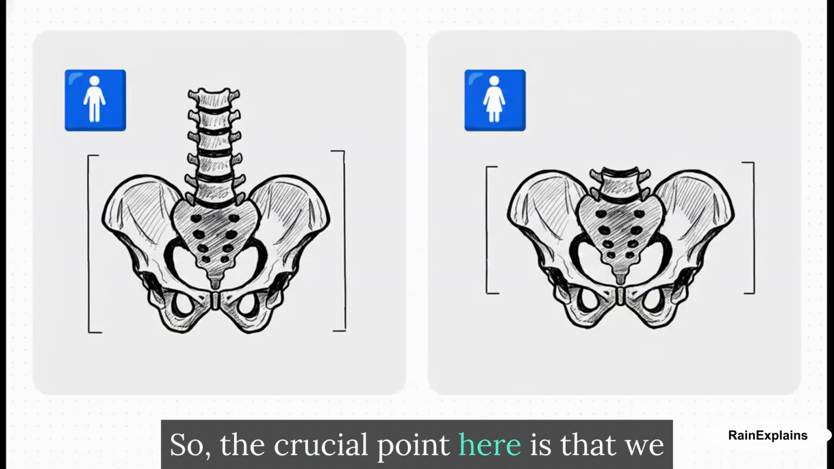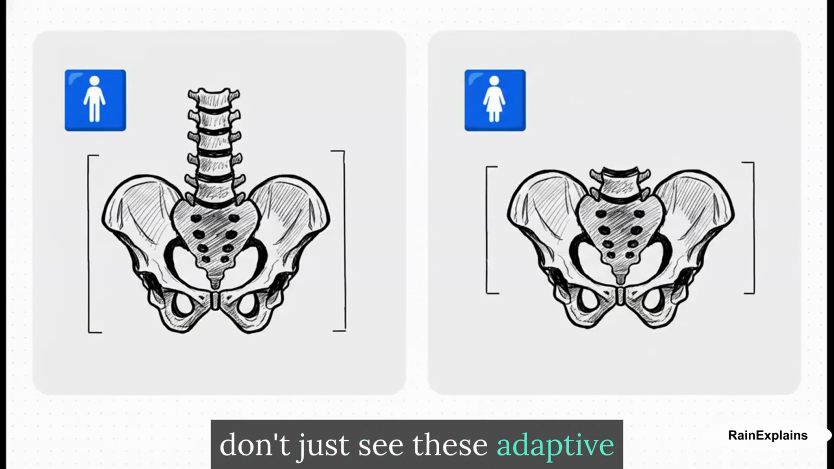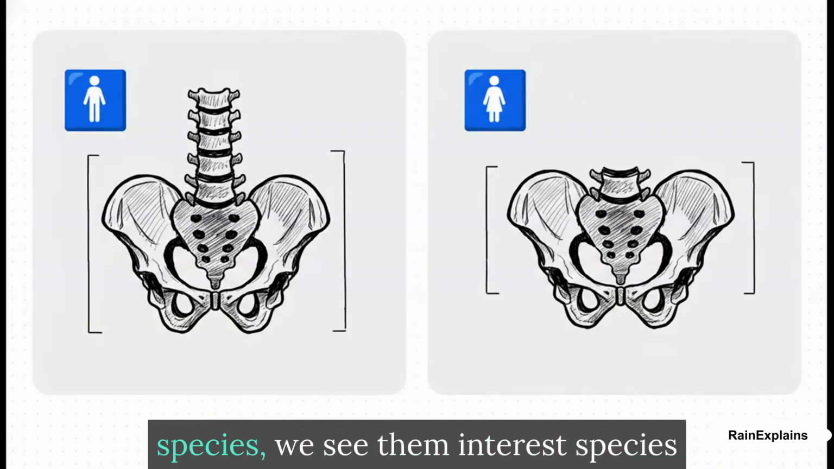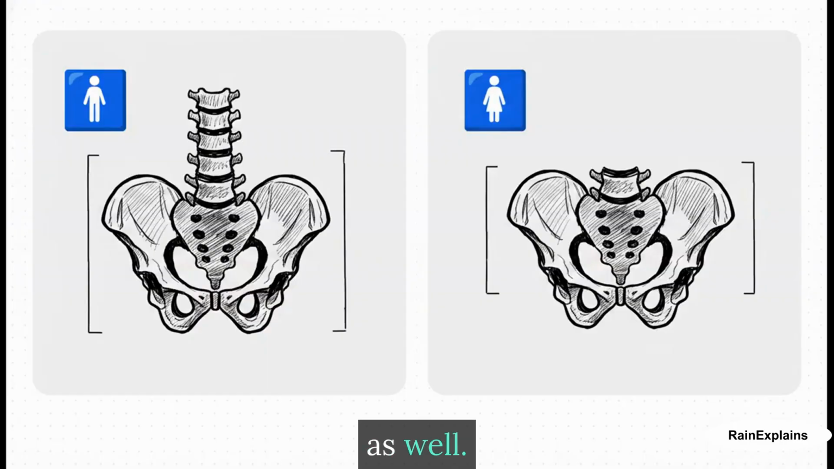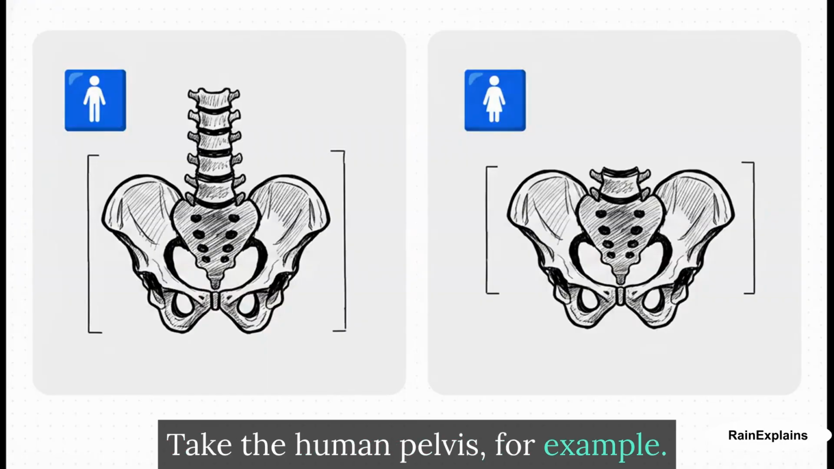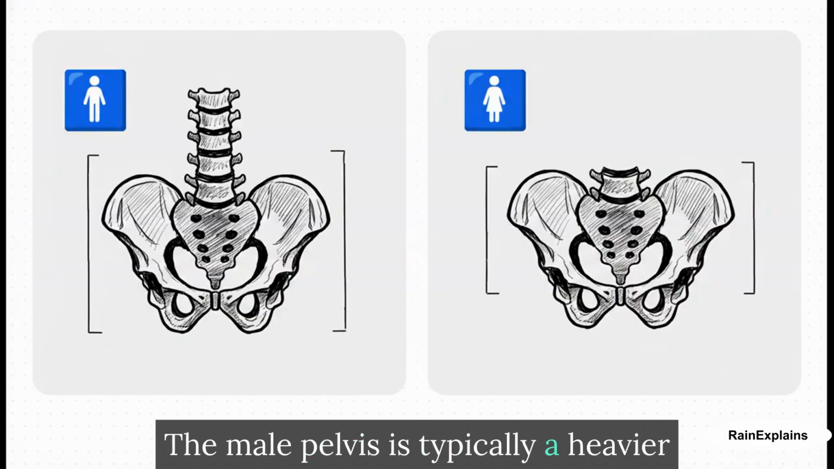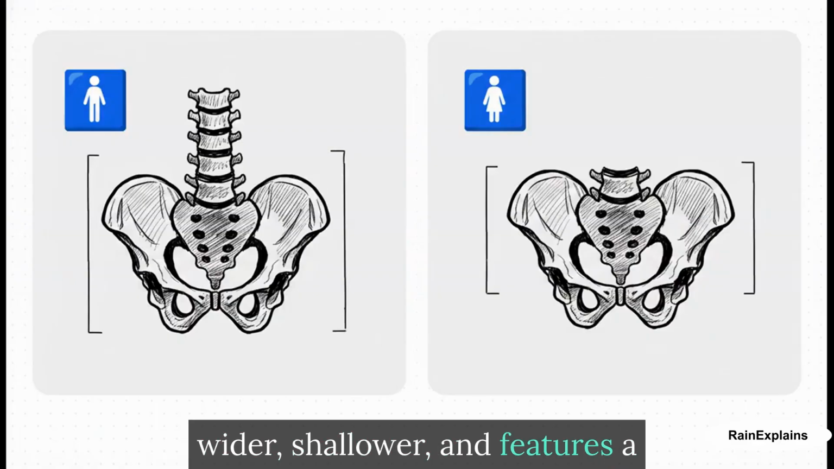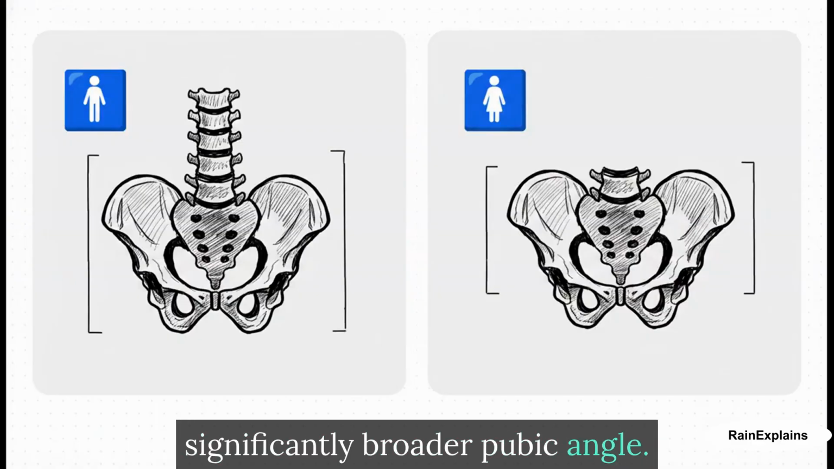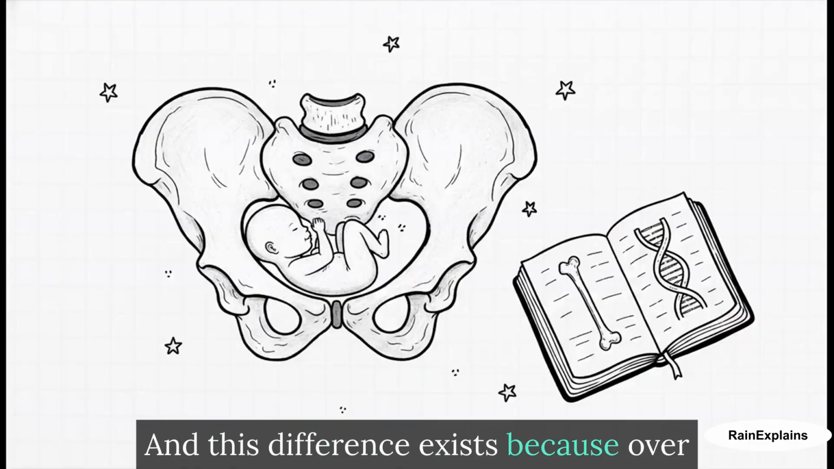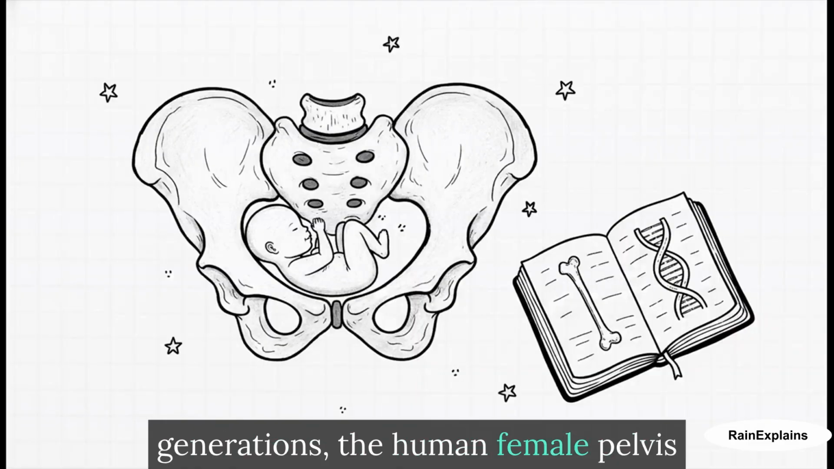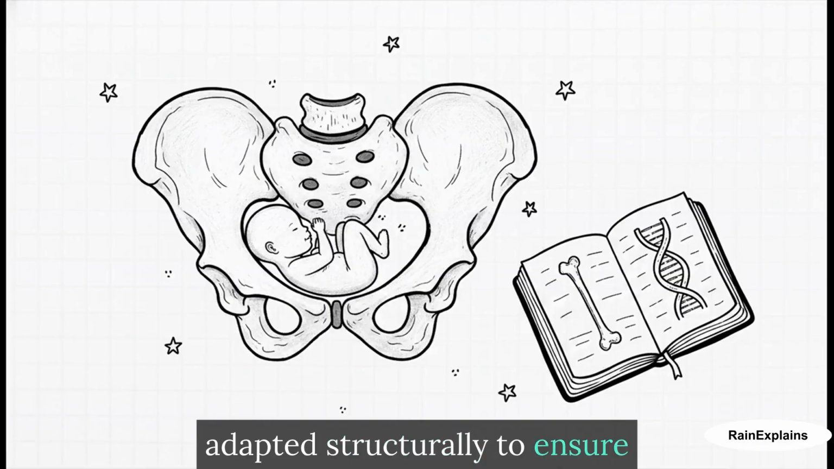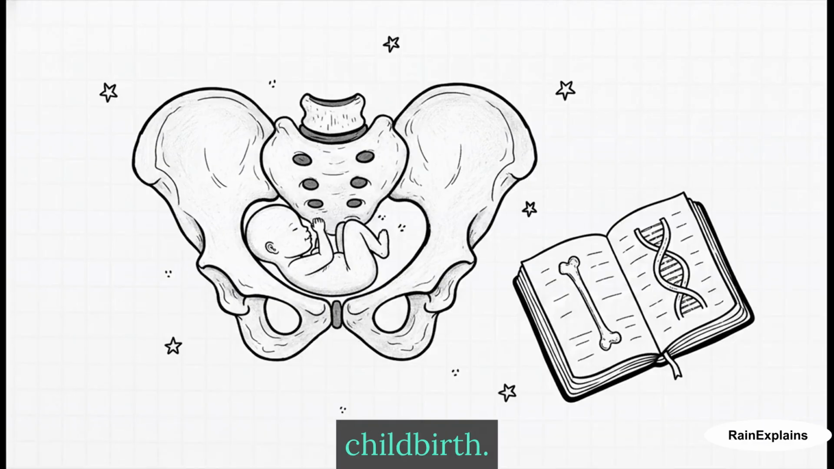So, the crucial point here is that we don't just see these adaptive differences between vastly different species, we see them intraspecies as well. Take the human pelvis, for example. The male pelvis is typically a heavier and narrower structure. Meanwhile, the female pelvis is lighter, wider, shallower, and features a significantly broader pubic angle. And this difference exists because, over generations, the human female pelvis adapted structurally to ensure reproductive fitness and successful childbirth.